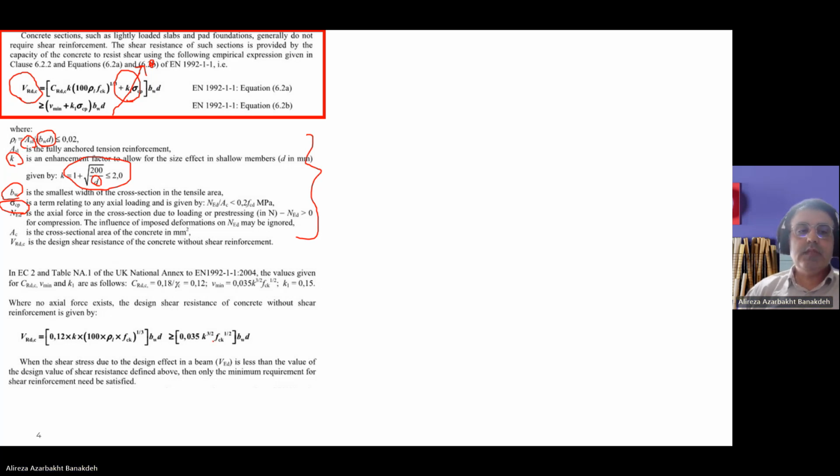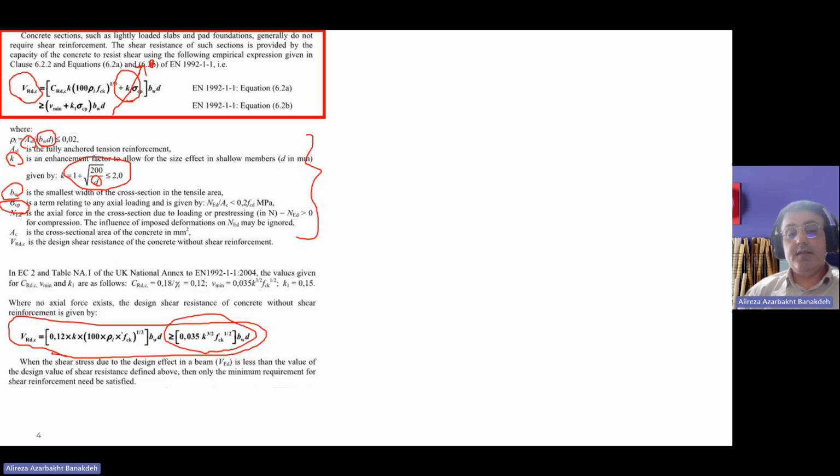If you neglect that part, you can simplify the formula like this, and you can imagine this is the minimum. You can calculate this one, but VRDC should also be more than the term on the right hand side. Sometimes the second term governs, as you will see in one example in the later slides.